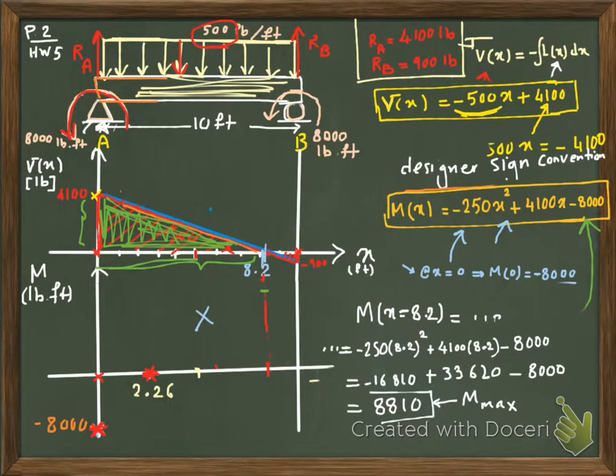Alright, here we go. I calculated it for you. So I put x equal to 8.2 in that yellow equation right here. And just follow the calculation and it gives you 8810, right? 8810 pound foot as your maximum moment, which is going to happen at this point. So let's assume that point is that much, so that would be our third point that we found.